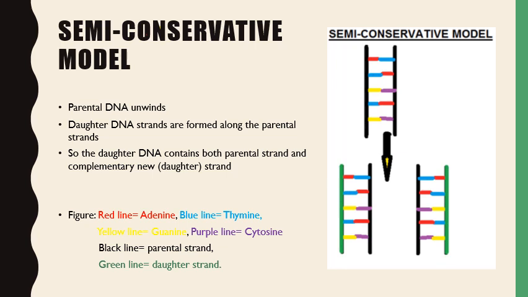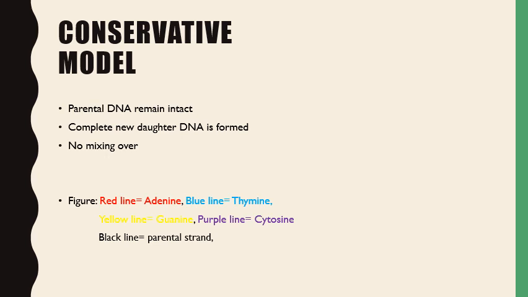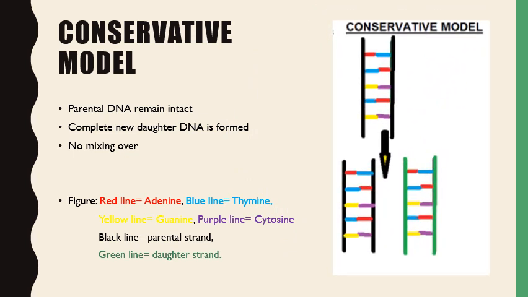So yes, we can move towards our next model, that is the conservative model for DNA replication. As its name indicates, it says that parental DNA remains completely intact. After the first round of replication, the parental DNA remains completely intact. There is no unwinding and nothing like this. So this model suggests that a complete new DNA molecule is formed, and there is no mixing, as we discussed in the semi-conservative model.